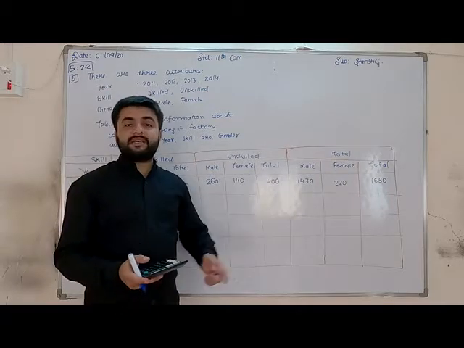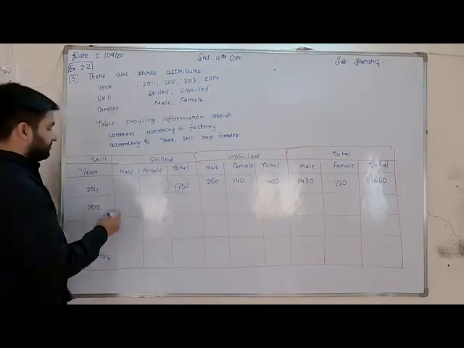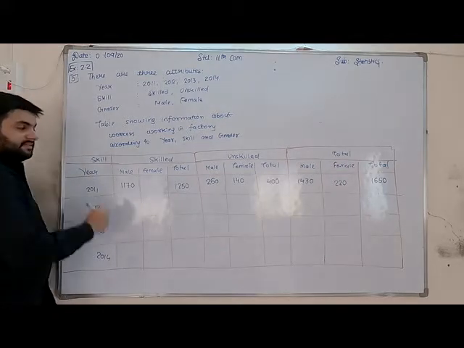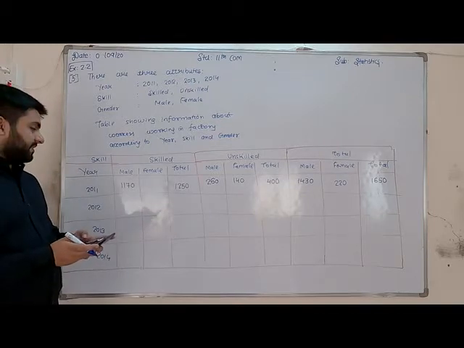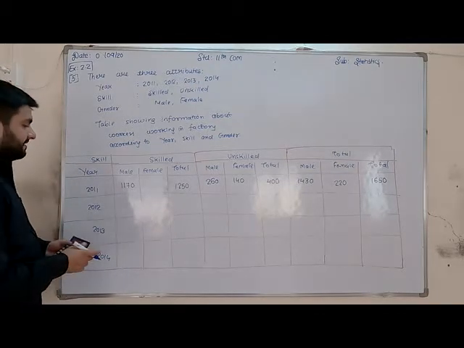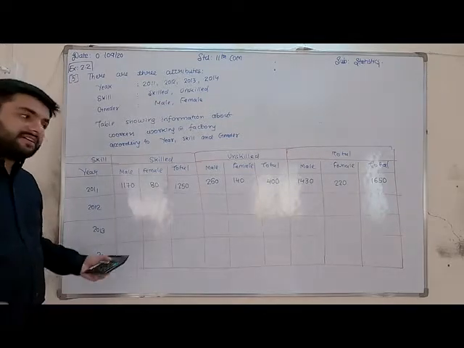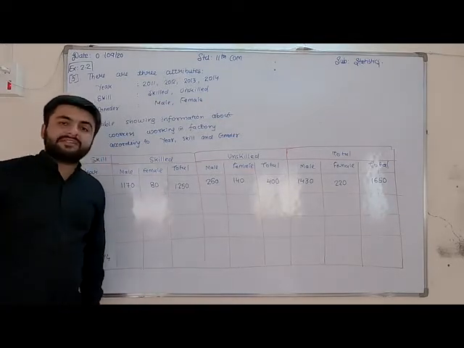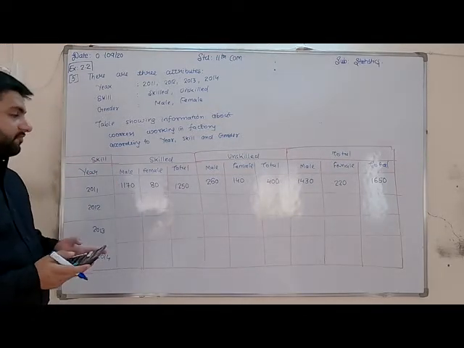Now total males are 1430, in that 260 are unskilled, so 1170 will be skilled. Total 1250, in that 1170 are males, so 80 are females. We just have to take the totals in one line. Now we are checking: 0 plus 80 means 1250.